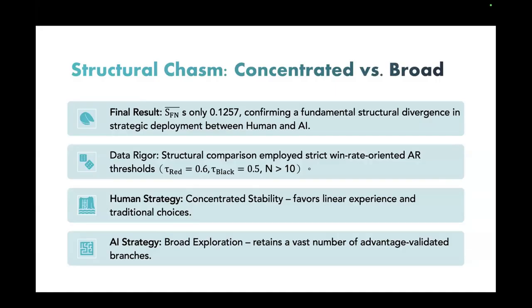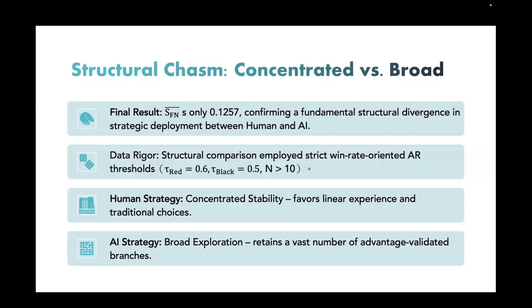After all the weighting and normalization, we arrive at the final impactful conclusion of our study, the structural trends. Our final result is an SFN of only 12.5%. This is a significantly low value, powerfully confirming a fundamental structural divergence in strategy deployment between human and AI.